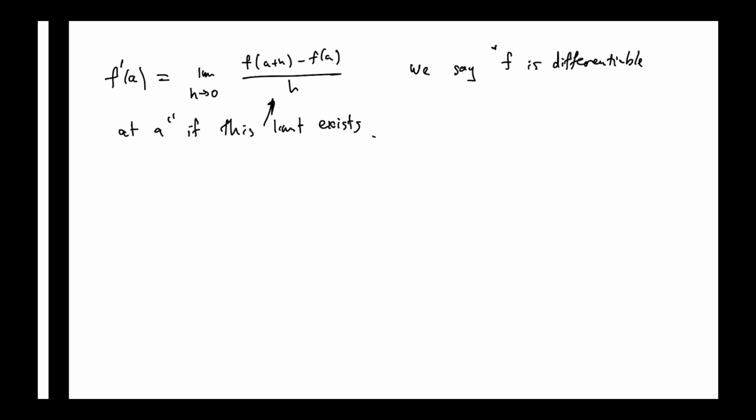So all right, that limit could exist, it could not exist. So let's take a sort of classic example of where this is an issue. Absolute value of x. So what's the graph of that look like? Yeah, just a v, right?